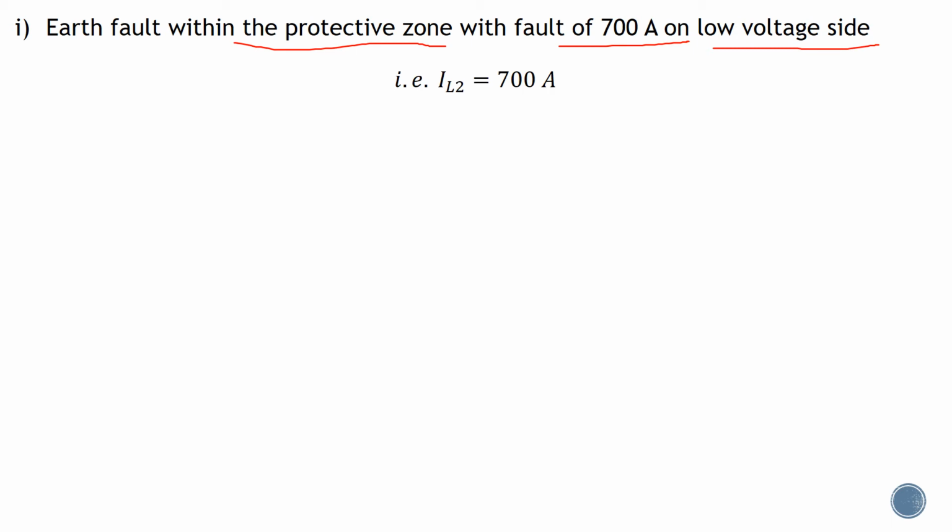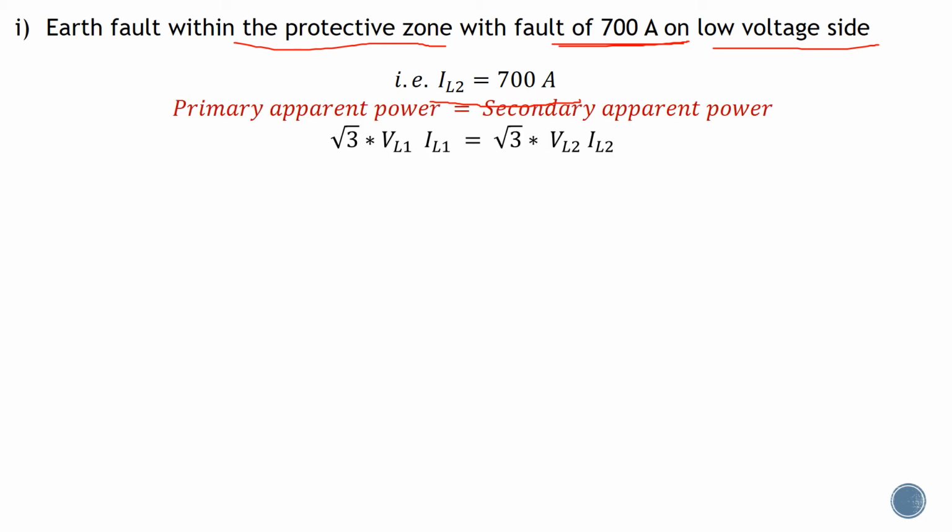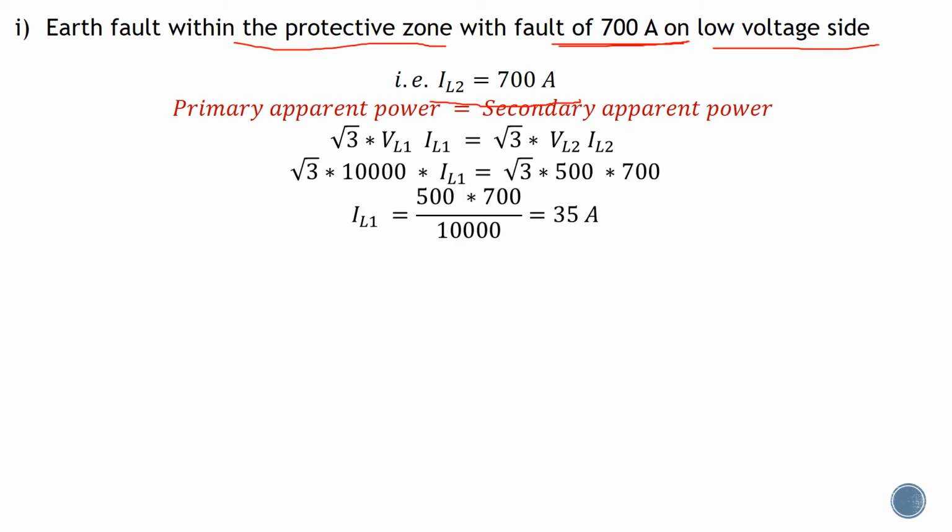As mentioned, the fault current value is given as 700 ampere. Therefore, the IL2 value, the line current on the secondary side of the transformer, which is also your low voltage side, will be 700 ampere. Equating the apparent power, primary apparent power should be equal to the secondary apparent power, and substituting the values, but here we will take the line current as 700 instead of 500, which we had taken in the previous case to calculate the CT ratio. The line current of your high voltage side comes out to be 35 ampere.